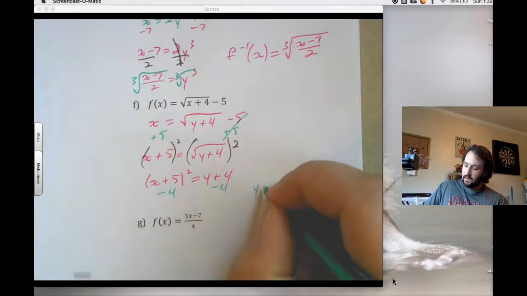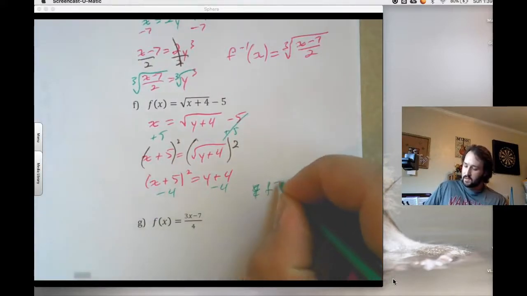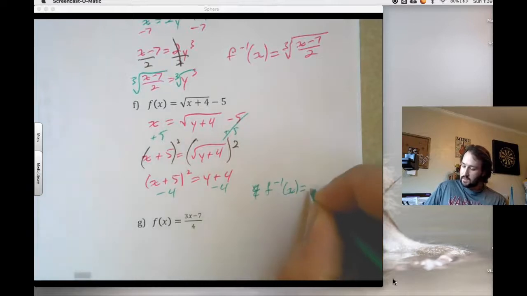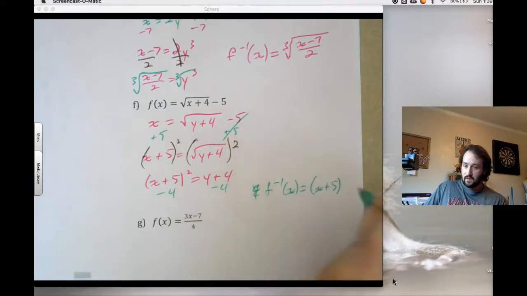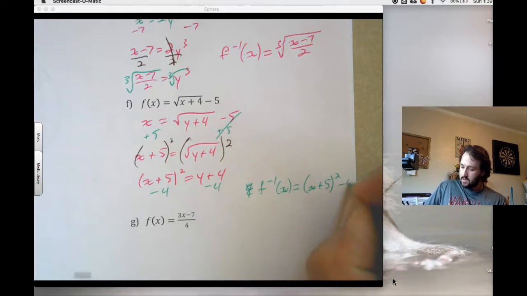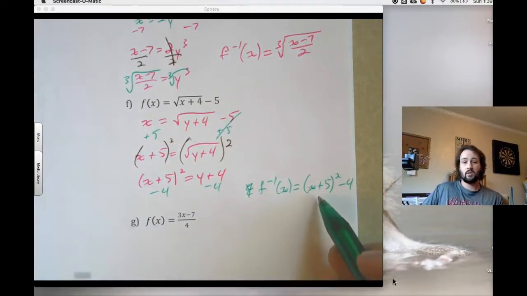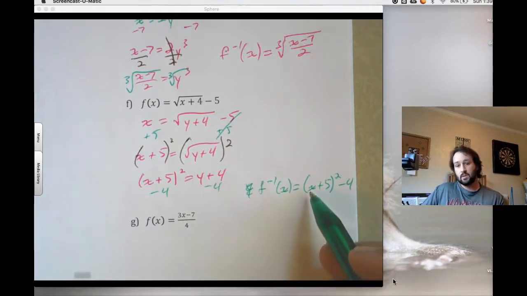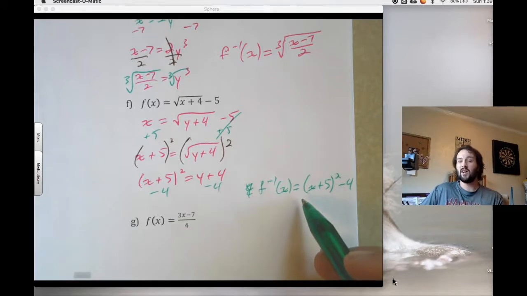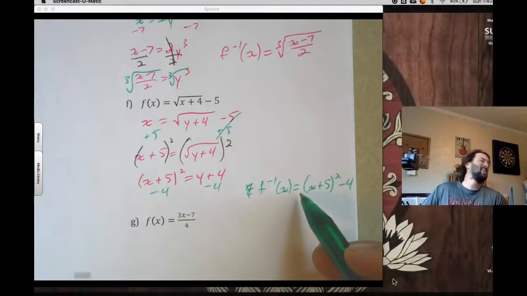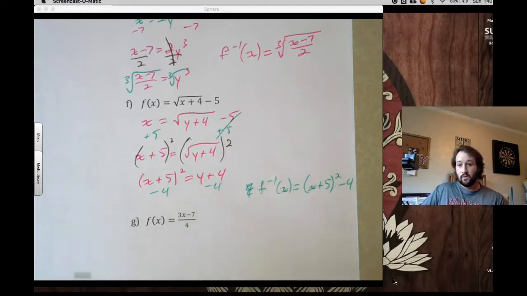So I have y, and I'll go ahead and write f inverse of x equals x plus 5 squared minus 4. You can leave it just like that. But remember, sometimes Apex will want you to multiply this out. So make sure you take the time and actually multiply x plus 5 times x plus 5 to get x squared plus 10x plus 25, and then minus 4, so x squared plus 10x plus 21, and go from there.